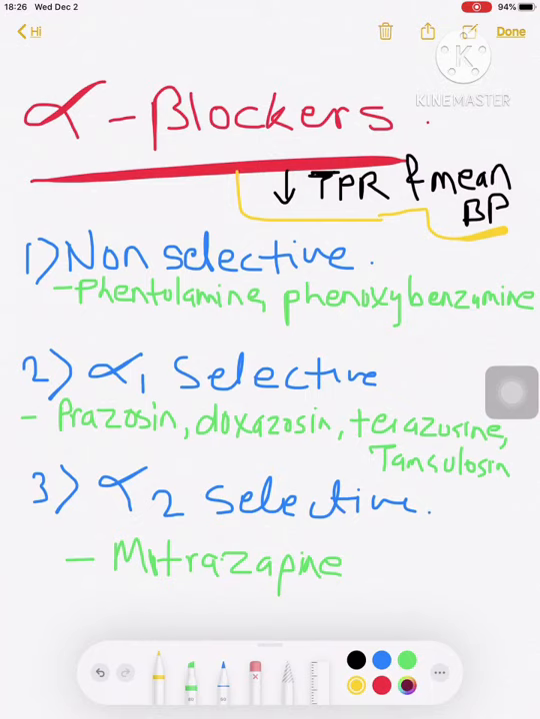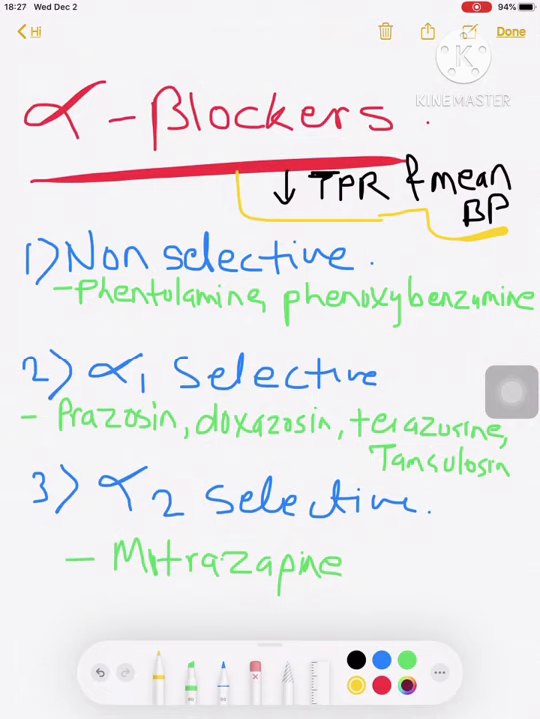Okay, so what are the types of alpha blockers? There are three types. The first one is non-selective, that is, these drugs block both alpha 1 and alpha 2 receptors. The second one is alpha 1 selective, those drugs that selectively block only the alpha 1 receptors. And number 3, alpha 2 selective antagonists.